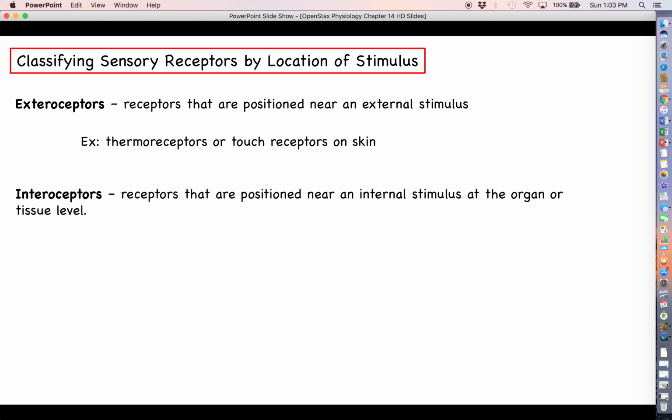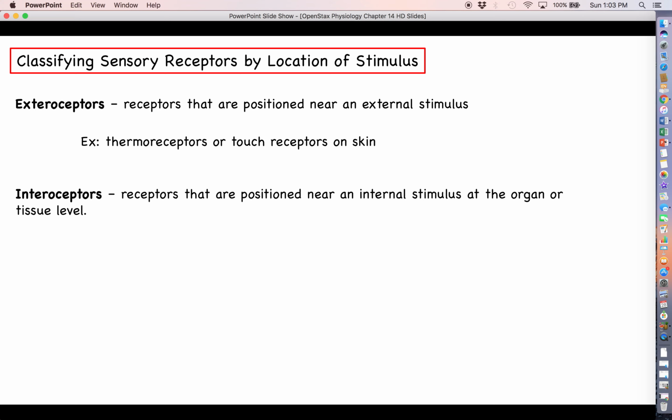So, as you can kind of tell, you can see the root of external and internal in these words. Exteroceptors are going to be receptors that are positioned near an external stimulus, meaning that temperature or touch receptors on the skin are going to be activated by outside forces, such as someone slapping you on the wrist or burning your hand on the stove or something like that.